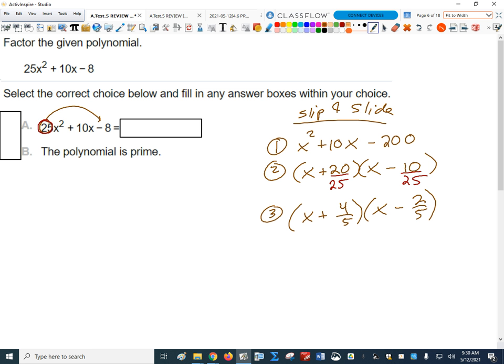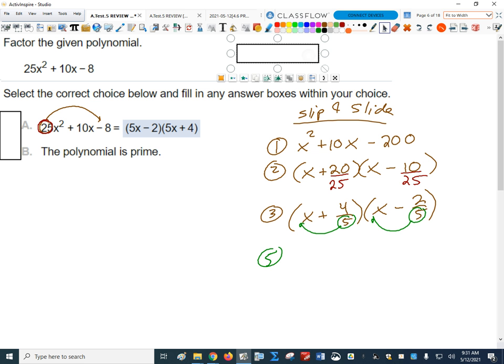And Brooklyn, what's the last step? Slip and slide. Okay, so the last step is just if I have denominators, I slide them up in front of the x's, make them coefficients. Okay, so we got it then. That's our answer. We end up with 5x minus 2 times 5x plus 4. And the order of the factors makes no difference.